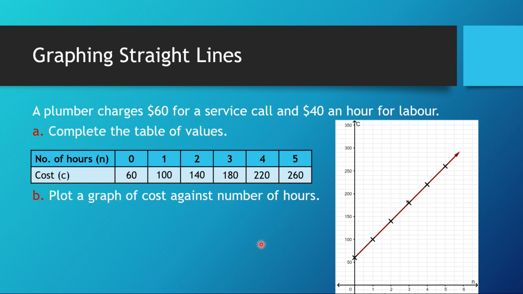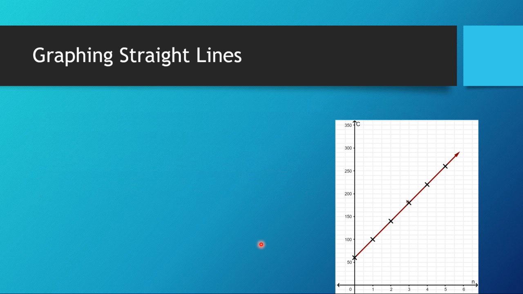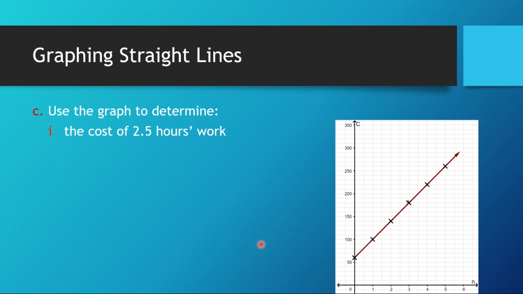Now, let's see how we can use that graph to find out some things about this plumber. First of all, let's work out the cost of 2.5 hours work. So, across the horizontal axis was the number of hours. We go across to 2.5, and then we head up to the line. And then across from that line over to the cost, and we read off the cost, and it's $160.